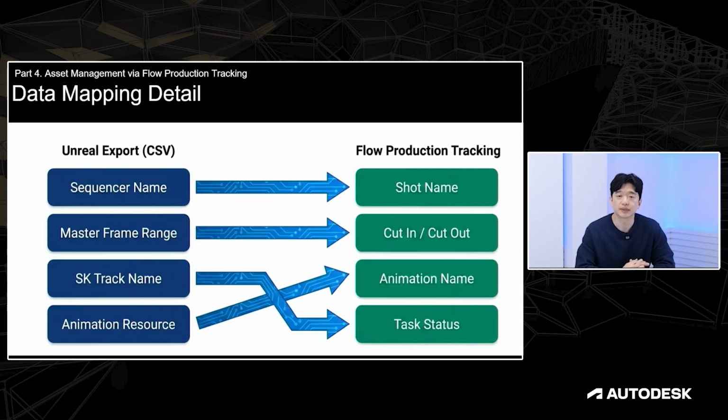First, we export the data from the Unreal subsequences. This includes shot names, order, duration, character, animation name, and used frame. Then, this data moves into FPTR. Here's how the mapping works. Subsequence name goes to shot name. Each subsequence becomes a shot, so shot counts are generated automatically.